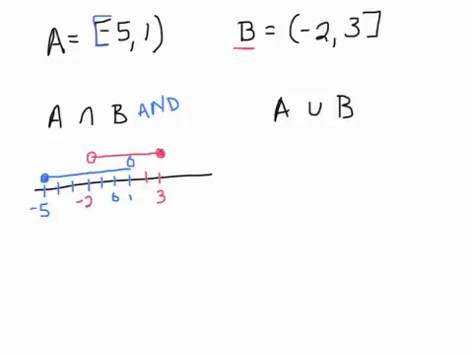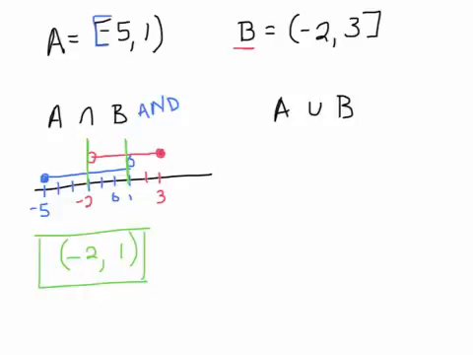So and means where does it overlap? Well, it overlaps from here to here. And what are those numbers? Well, -2, but it has an open circle where it overlaps, and it overlaps all the way to 1, and that 1 is an open circle. So A and B is from -2 to 1. That's the overlap.